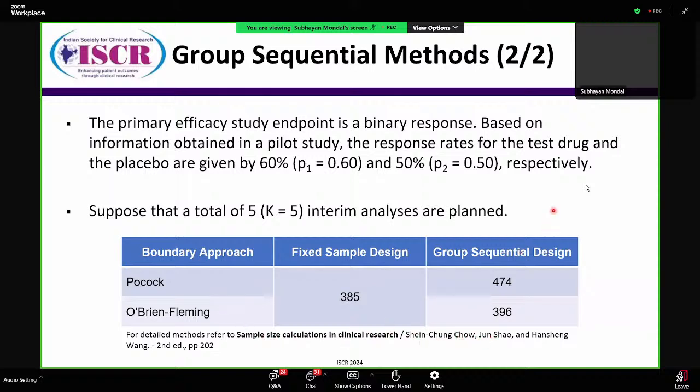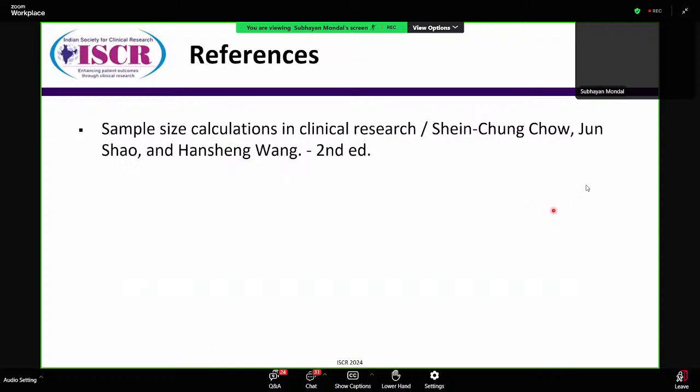I have referred to this book in the reference section as well, and the calculation can be found in that book too. I'm not going into the details of these calculations. So here I will end this presentation.